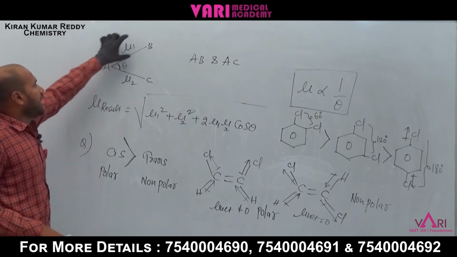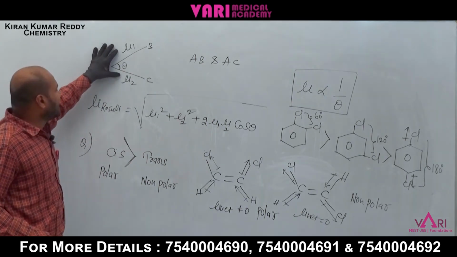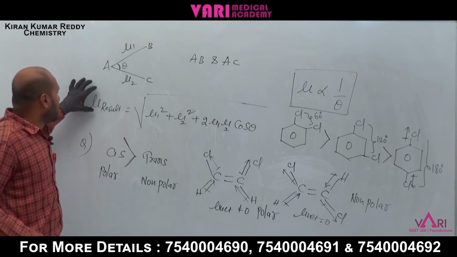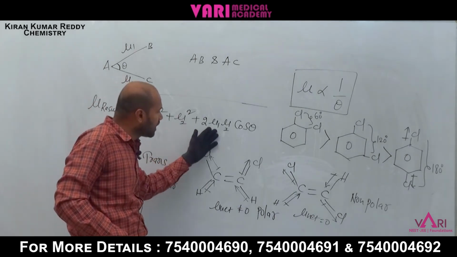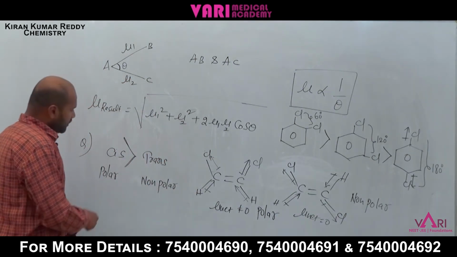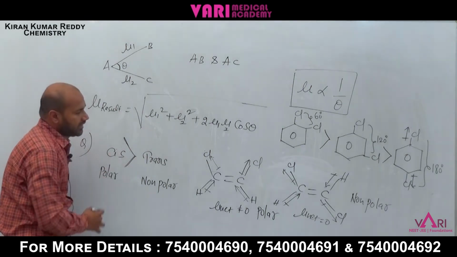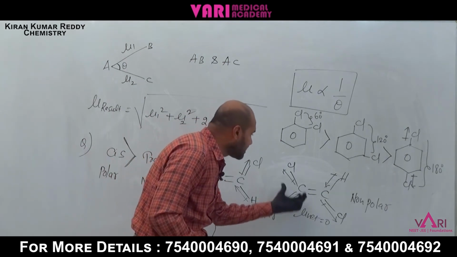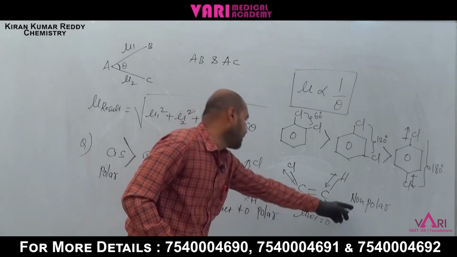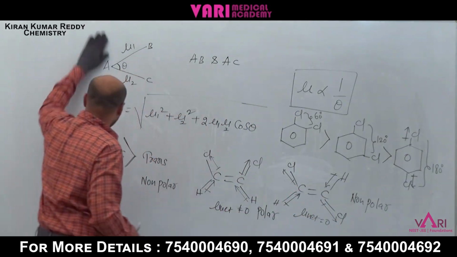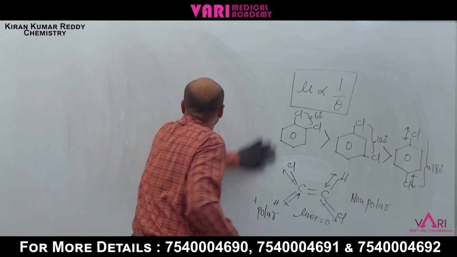Now here is AB and AC, two polar bonds, mu1 and mu2, inclined at angle theta. Now mu resultant is equal to under root mu1 square plus mu2 square plus 2 mu1 mu2 cos theta. And if you take cis and trans, which one has more dipole moment? Cis has more dipole moment compared to trans. Trans has opposite directions that cancel each other, so it will be non-polar.